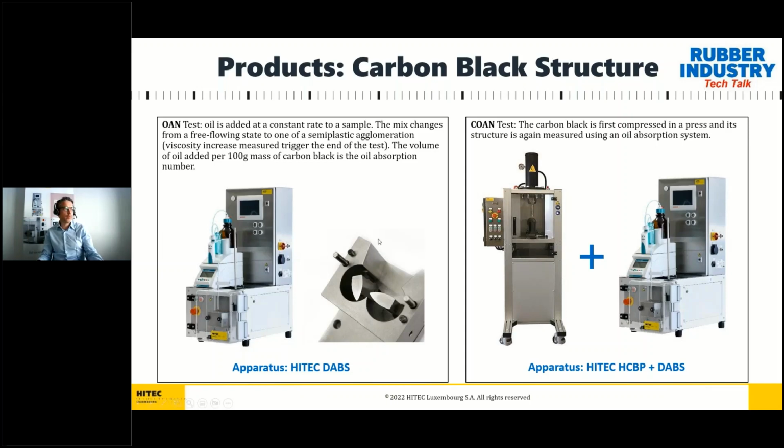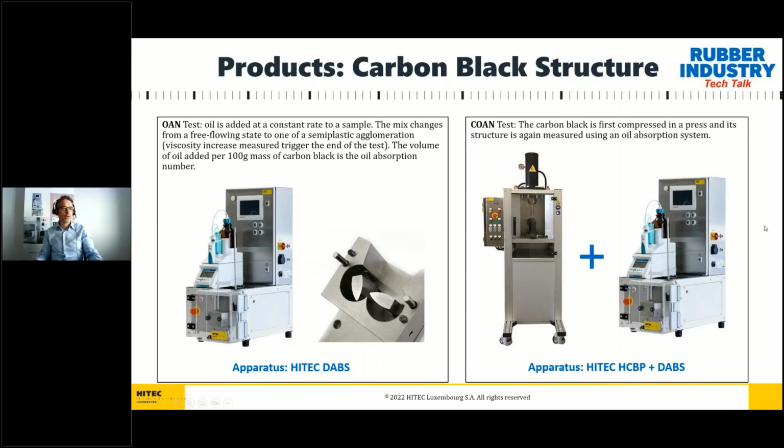This, you can see in the picture, is our current version of the DABS oil absorption testing equipment. It was released in 2021. Compared to the previous version, it's improved in design and ergonomics, and complies with the most recent technical safety standards. So we did an upgrade in the electronics, in the control units, and also in terms of safety and ergonomics of the machine.